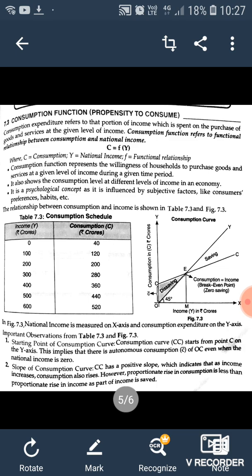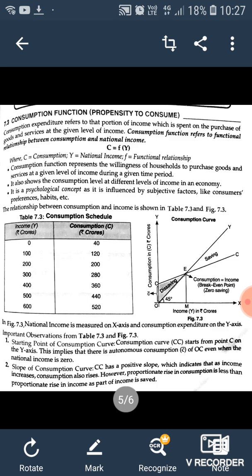Now we are already aware that the consumption line starts at zero level of income with C bar, a minimum level of consumption. As income increases, consumption also increases. The slope of consumption is positive, but the proportionate increase in consumption is less than the proportionate increase in income. So please look at the consumption line and income line.